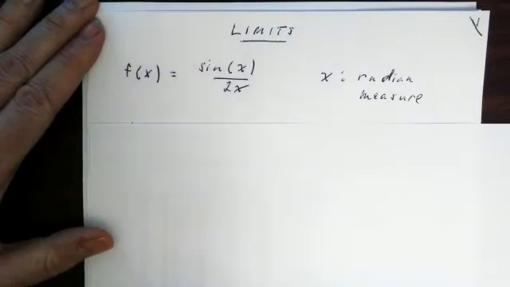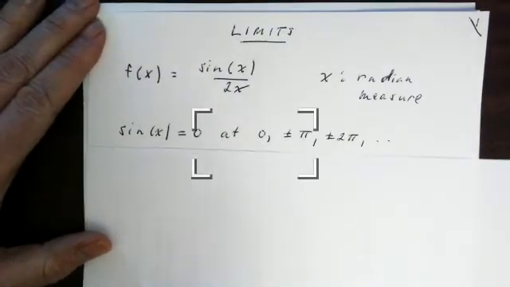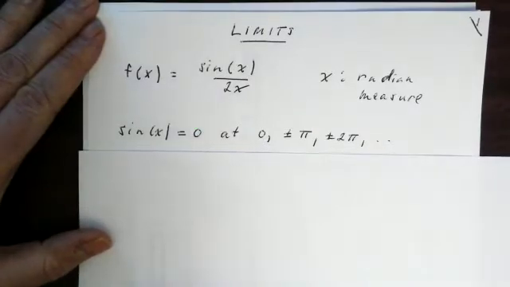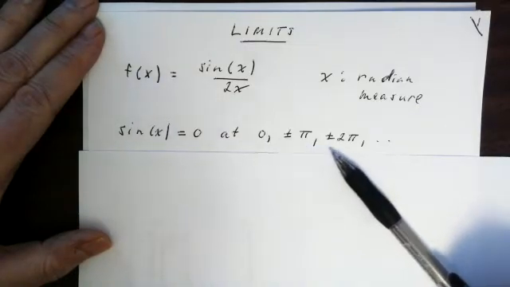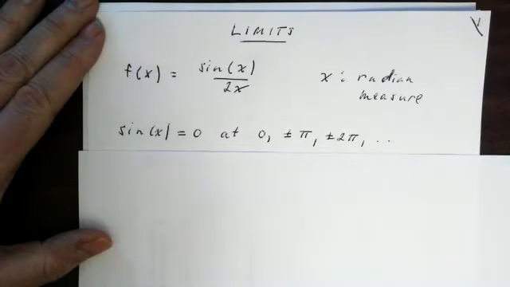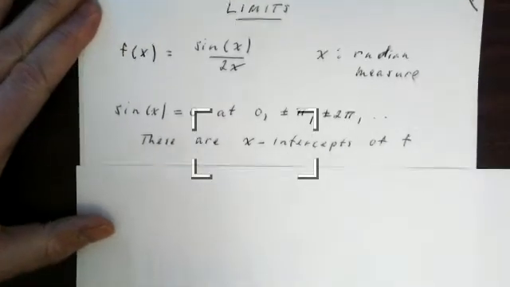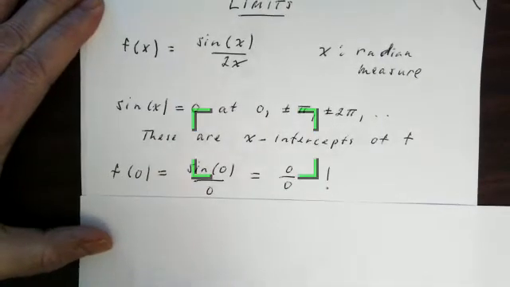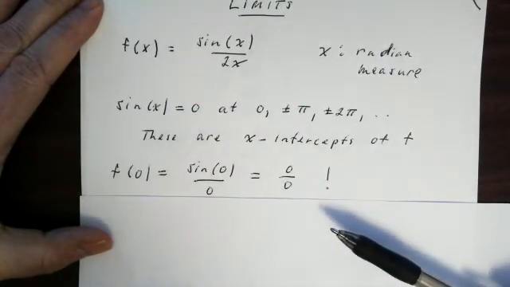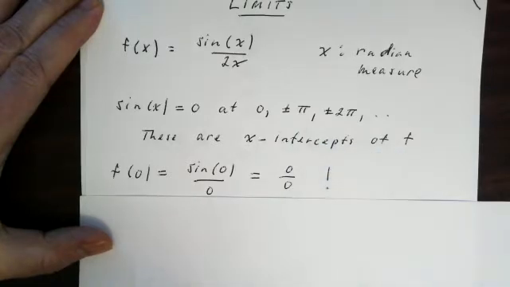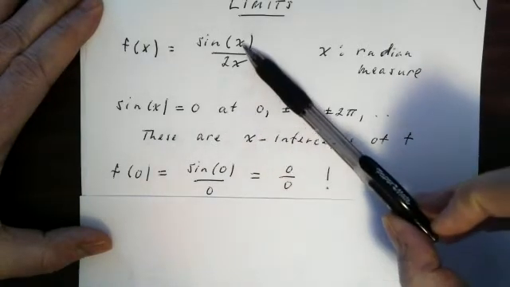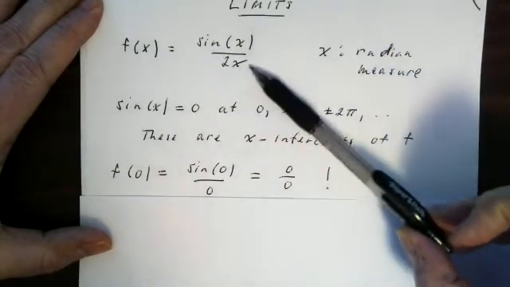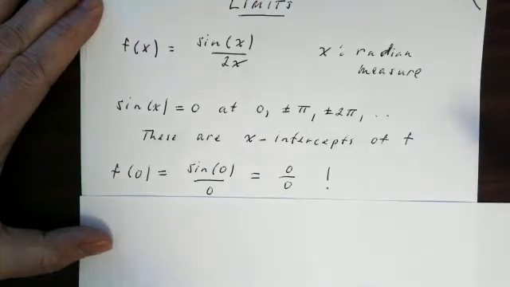Now, if we were to graph this function, we would want to find the x-intercepts. And the x-intercepts occur when the sine of x is 0. Well, the sine of x is 0 at 0, plus or minus pi, plus or minus 2 pi, and so on. But wait a minute, because if we look at 0 itself, we get the sine of 0 divided by 0, which is 0 divided by 0, which is undefined. So even though the sine of x is equal to 0 at 0, this function as a whole does not have an intercept at x equals 0. The graph is undefined there.